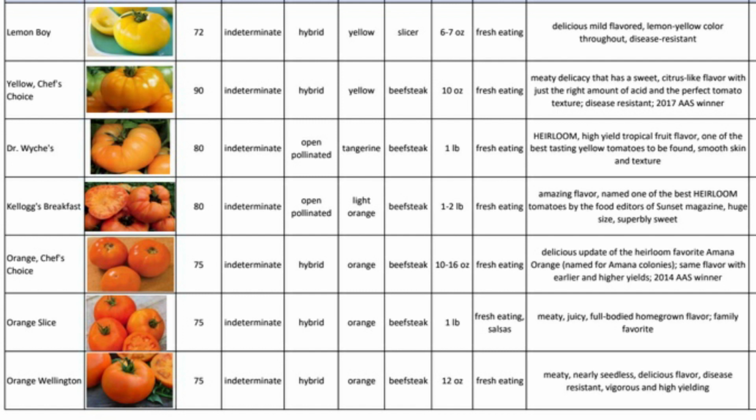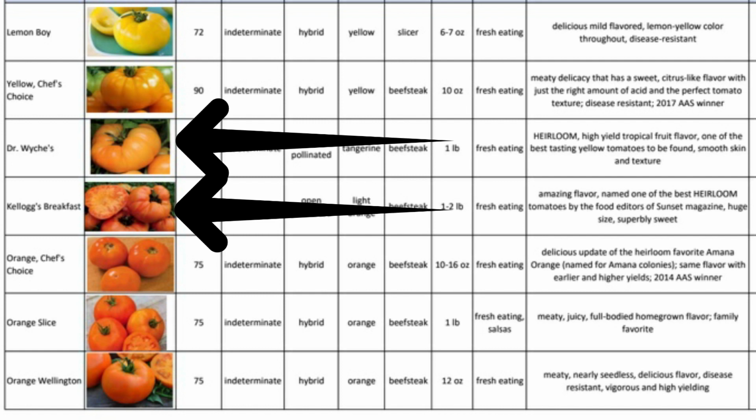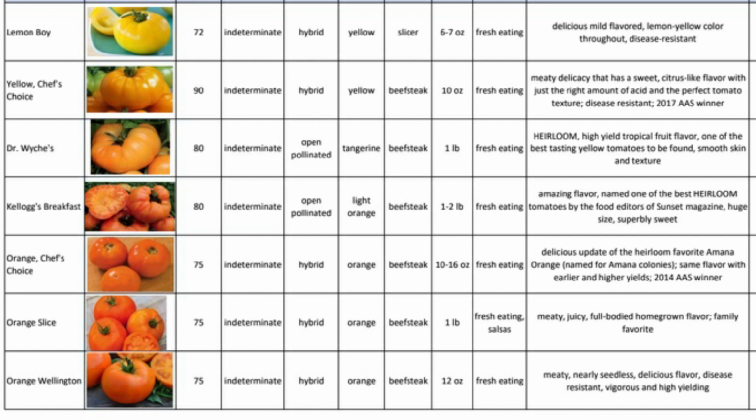Tell me about like Orange Wellington or Dr. Wychee. So Dr. Wychee, I'll cover a couple here. Dr. Wychee and Kellogg's Breakfast are some heirlooms that have been around for a lot of years, have some wonderful stories to them. Super delicious, super sweet flavor. They're really, really good. They're more the beefsteak type where you've got the big rumpled shoulders on them. Kind of a little bit bigger core than maybe some of the other ones, but super fantastic delicious. Fish salsa. I just eat it right there.